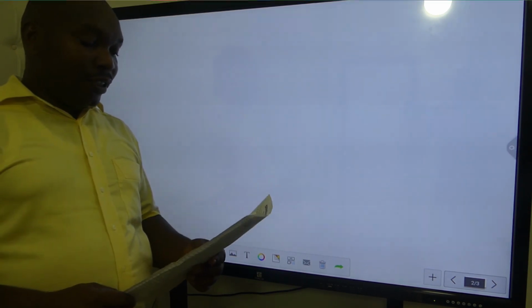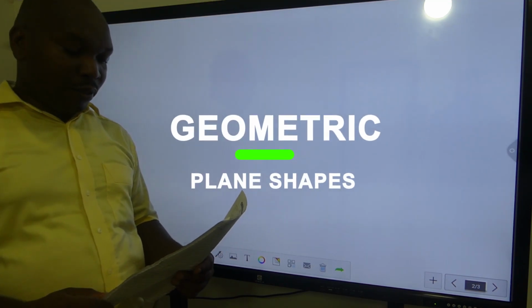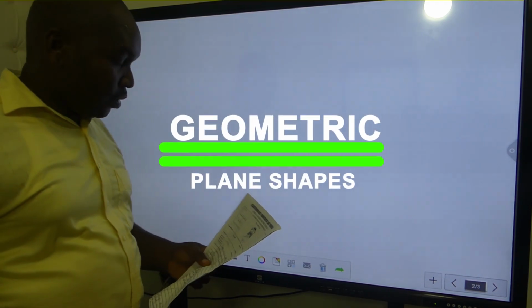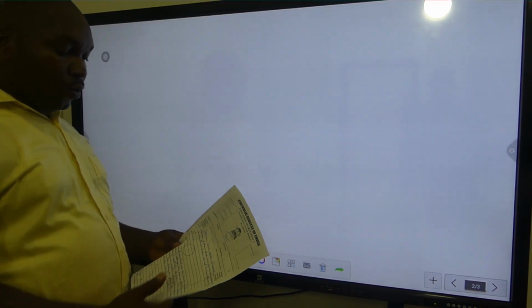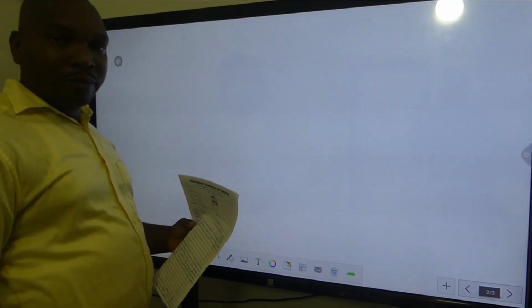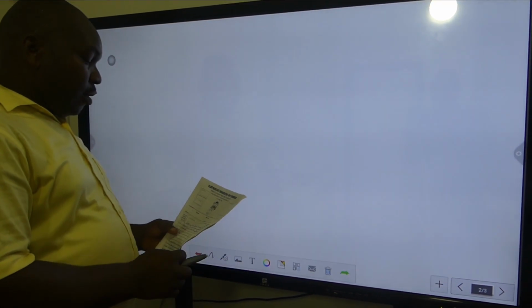Good morning, students. Today we'll be treating a topic in mathematics: geometric plane shapes or figures. Now, what is a plane shape? A plane shape is a figure with a closed boundary. Plane shapes are of the following types.